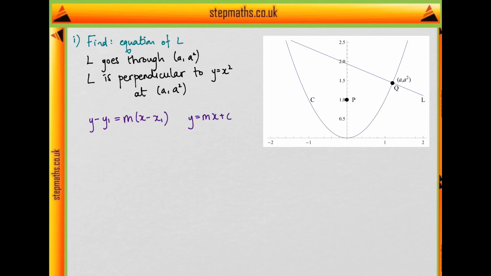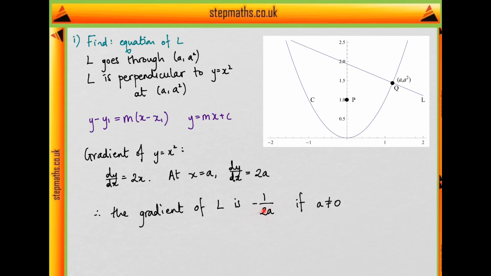We can work out this gradient because we know that it's perpendicular to the parabola. So let's work out the gradient of the parabola by differentiating. We know the derivative of x squared is just 2x. So the gradient at x equals a is going to be 2a. And so if L is perpendicular to y equals x squared, then its gradient is going to be minus 1 over 2a. But we can only divide by a if a isn't 0.